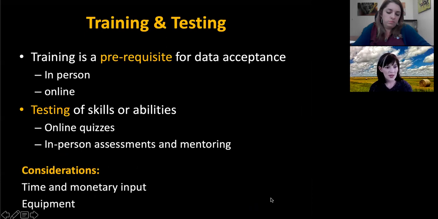So this training can be a prerequisite for data acceptance. It can be done in person, it can be done online, and it also gives you the opportunity to test skills or abilities. So this one has a lot of time, and it can be monetary input as well. But really, do citizen scientists learn any different than scientists? No. So with a little bit of training, you can give them the skills and help them develop those skills, and then just assess it.